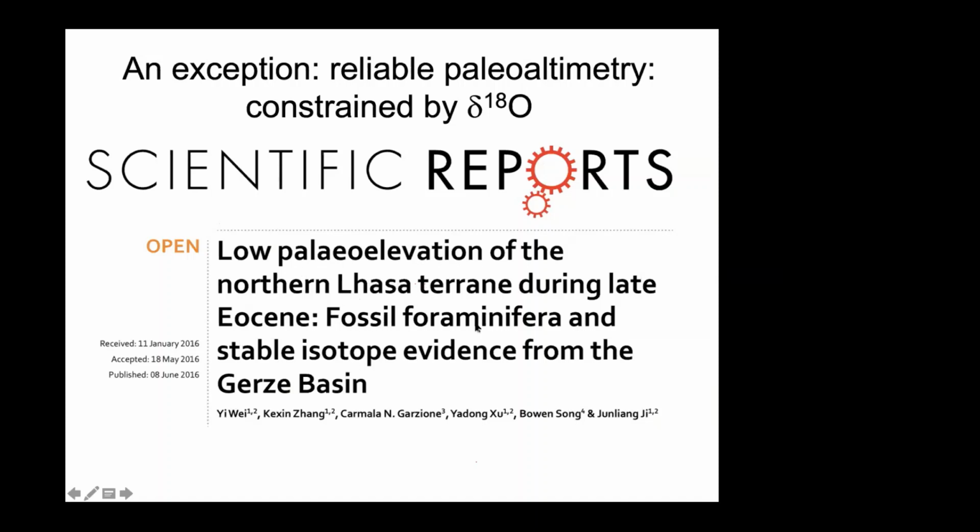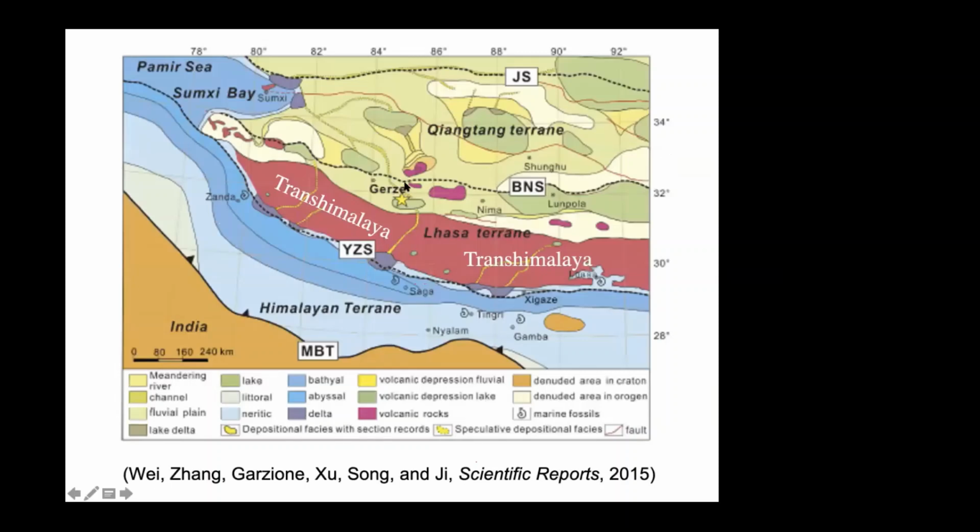Fossil foraminifera. They're arguing these are marine fossil, marine foraminifera found in the Gyertse basin, and stable isotope evidence. The stable isotopes are not highly depleted in oxygen 18 at all. They look like plains of India type examples. So this is the Gyertse basin. The Trans-Himalaya, the Lhasa terrain coming across here. The Himalaya itself lies down in here. And they're arguing that back in Eocene time, this area was at sea level.